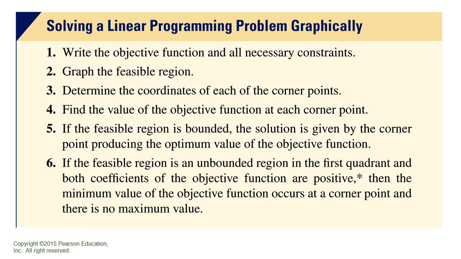Next, if the feasible region is bounded, the solution is given by the corner point producing the optimum value for the objective function. In other words, once you've put all of the points into the objective function, you look and see what numbers will be your maximum and your minimum if it's bounded. If it's unbounded in the first quadrant and both coefficients of the objective are positive, then the minimum value of the objective function occurs at a corner point and there is no maximum.